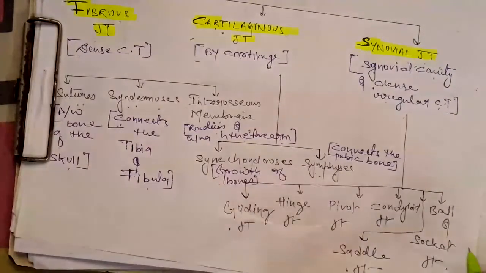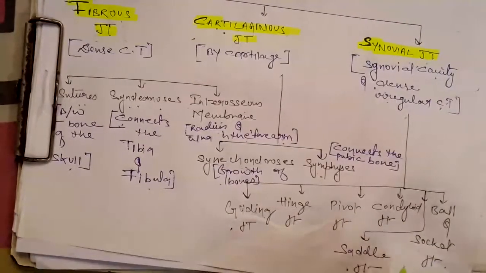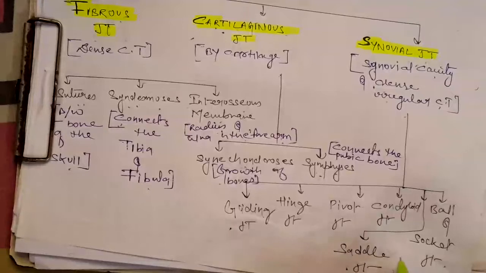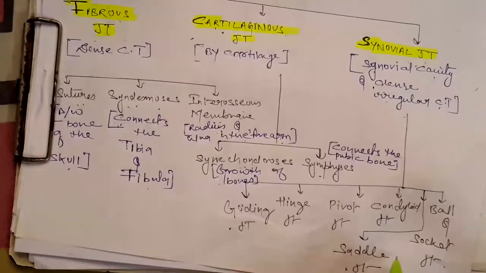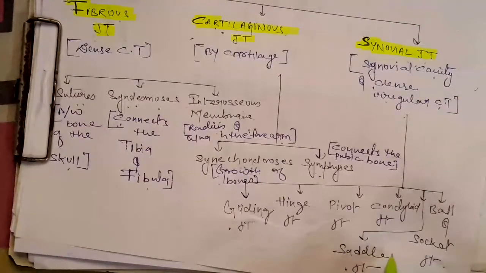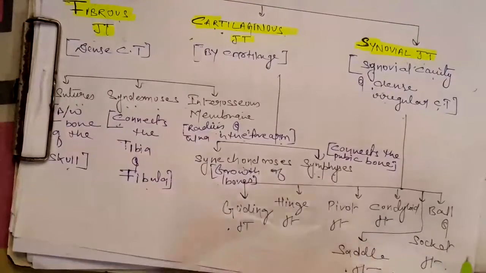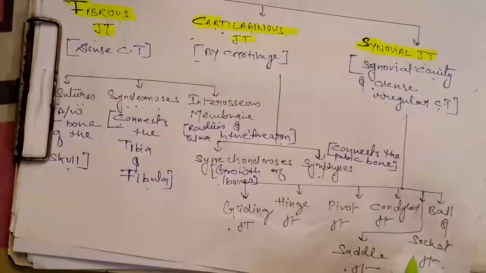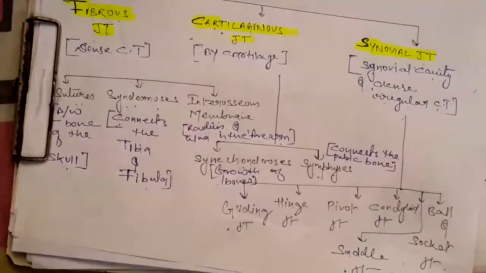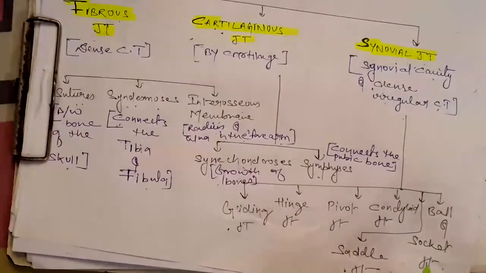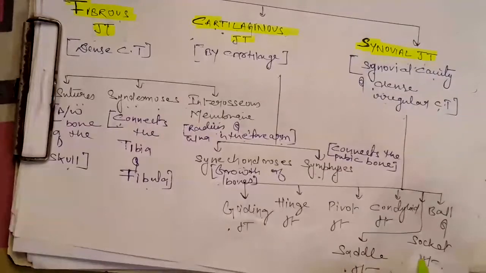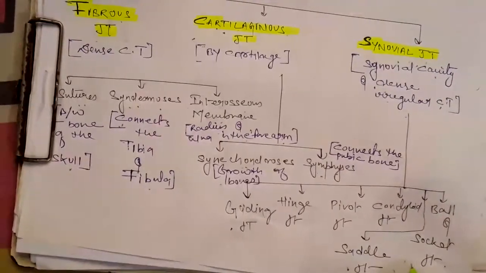At last we will see the ball and socket joint. The ball and socket joint is named so because the head of the bone is ball shaped and articulates in a cup shaped socket. The hip and the shoulder joint are examples of the ball and socket joint.